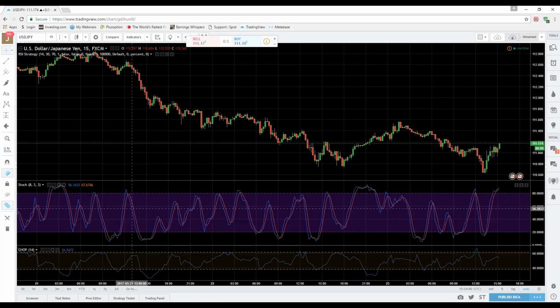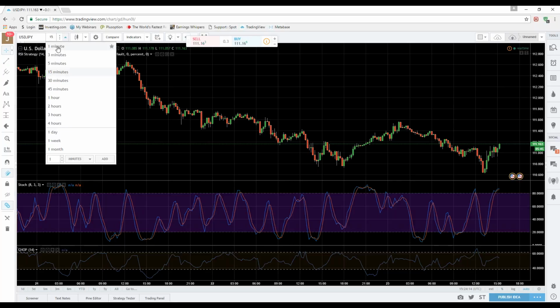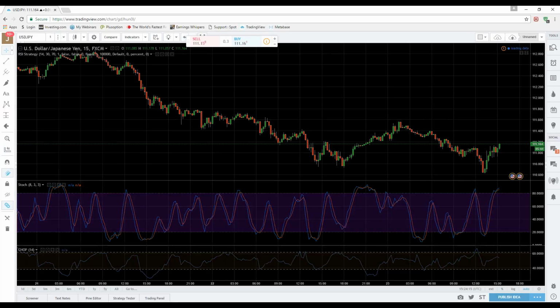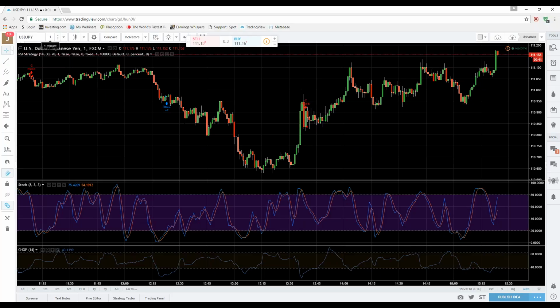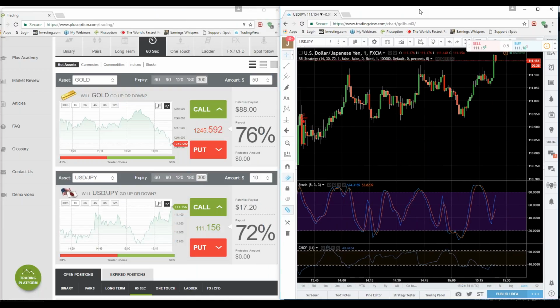Not only that, we have these two lines here, and they're similar to the MACD lines. What we do is, once these lines go below the 80 or the 20, we wait for them to cross, and that's when we take our trade. This strategy is best for usage on our 60-second platform, and you have to make sure you're using a 1-minute chart. So let's get set up with the platform here.